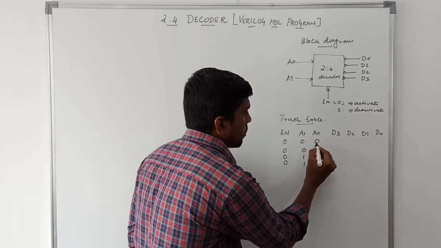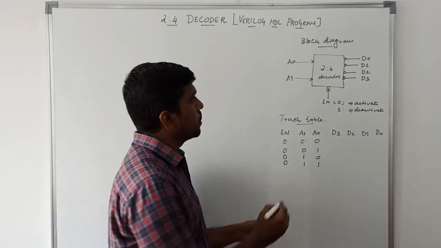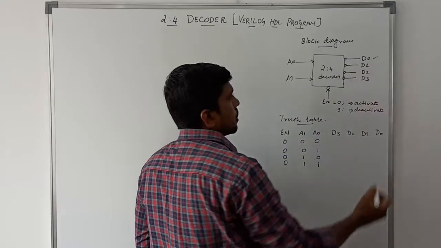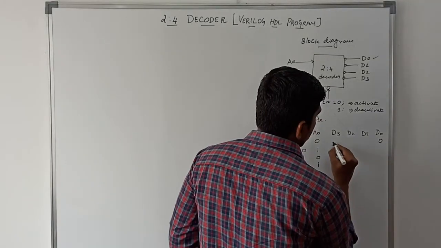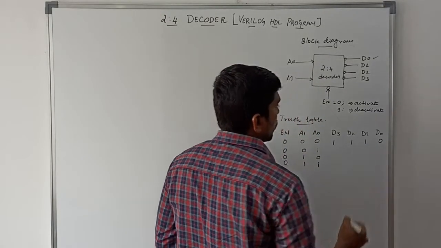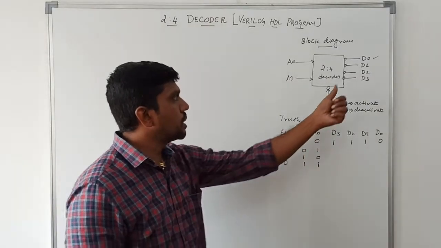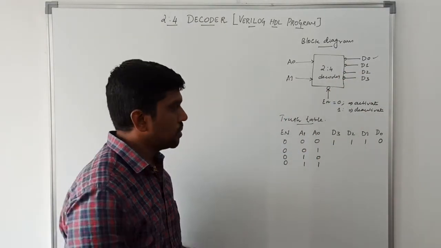So A0 and A1 values, both are 0, 0. Now the selected output is D0. So D0 value is 0. The remaining 3 outputs are set to 1 because it's an active low signal.